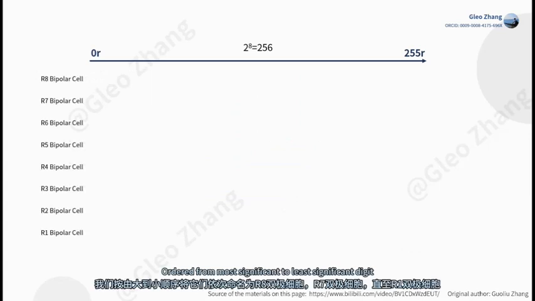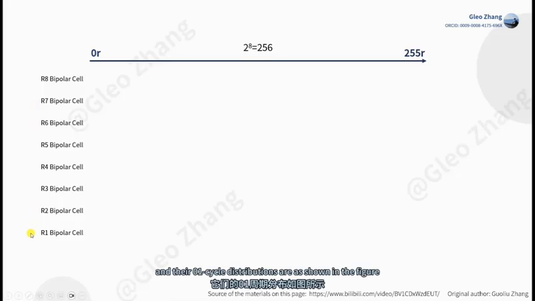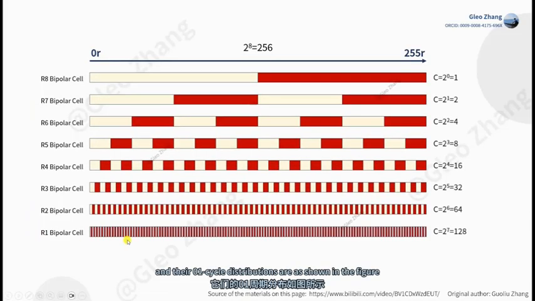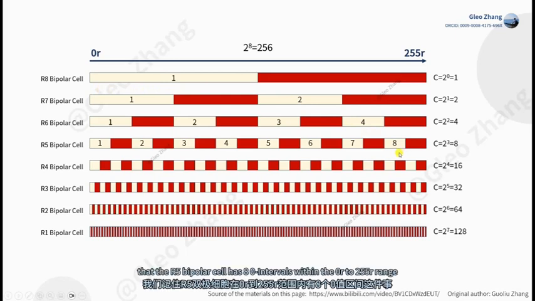Ordered from most significant to least significant digit, we designate them as I bipolar cell, R7 bipolar cell, and so on down to R1 bipolar cell. And their J1 circle distributions are as shown in the figure. It can be seen that within the numerical range of 0R to 255R, the I bipolar cell has 1 zero interval, the R7 bipolar cell has 2, the R6 bipolar cell has 4, the R5 bipolar cell has 8, and so on. Let's remember the fact that the R5 bipolar cell has 8 zero intervals within the 0R to 255R range.